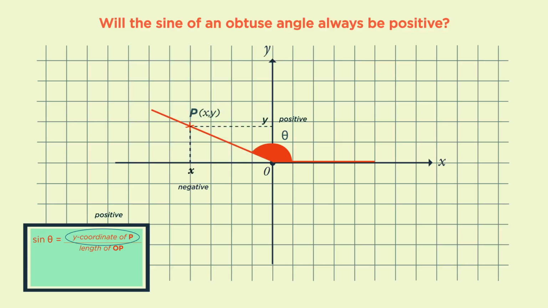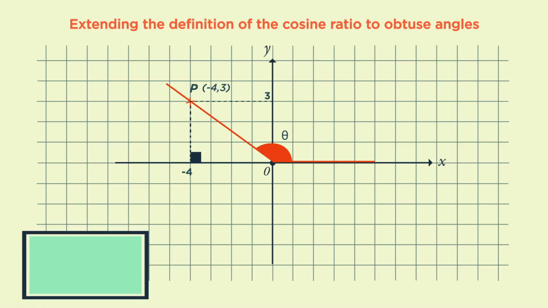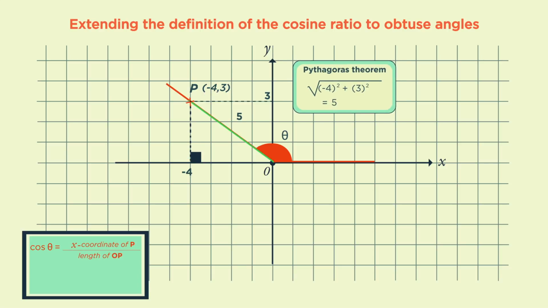So when we extend the definition of the sine ratio to obtuse angles, we find that the sine ratio is always positive. In the same manner, we can extend the definition of the cosine ratio we have seen earlier to obtuse angles on the coordinate plane. So we have cosine of theta equal to the x-coordinate of point P over the length of OP. And we can write the cosine of theta like this here.